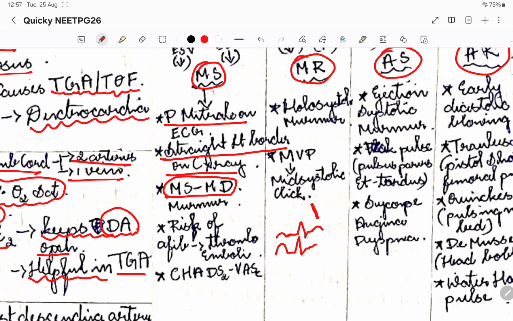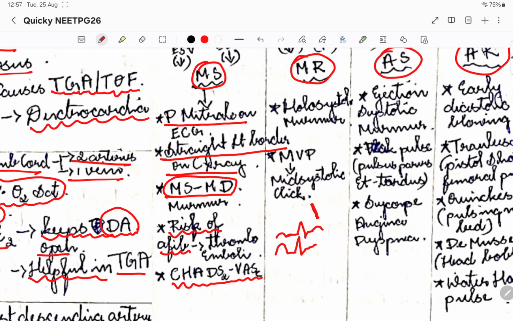MS is MD, remember MS MD. MS is MD, meaning mid diastolic murmur. There is a risk of atrial fibrillation. We had discussed in stroke, right? There is an increased risk of a stroke with respect to atrial fibrillation. So that is why we'll be doing something known as the CHA2DS2-VASc score. This is the score that we'll do and decide whether the anticoagulant should be given or not.